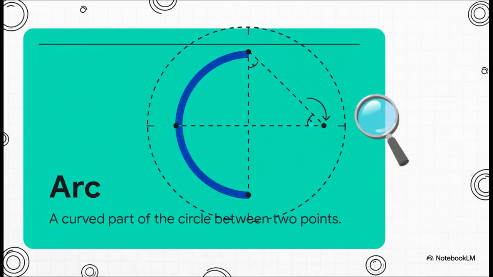An arc is basically just a piece of the circle's curvy boundary. And here's a really key concept. An arc subtends an angle. That's a fancy word that just means it creates an angle from its two endpoints to some other point. Remember that word, subtend, because you're going to hear it a lot.